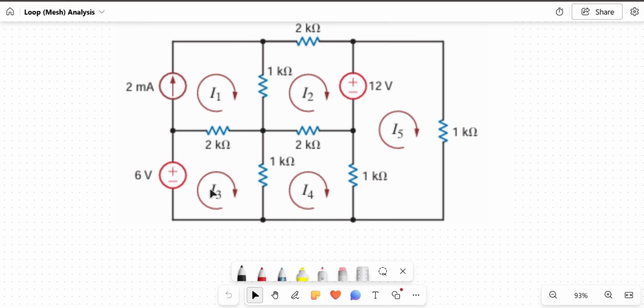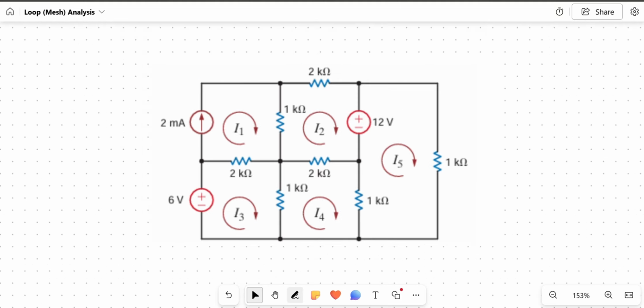And now for this problem, all of the currents are labeled and all the meshes are already here for us. So step 1 and step 2 are done. Now I just need to do step 3. Pretty simple. However, the only difference here is that we have a 2 milliamp.